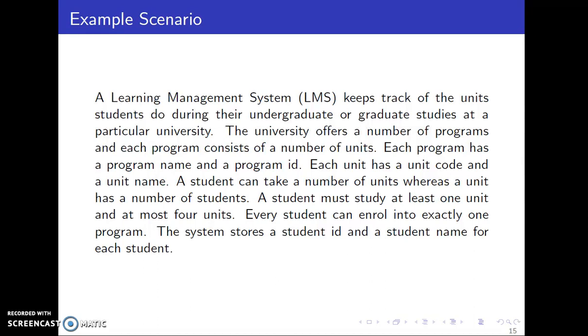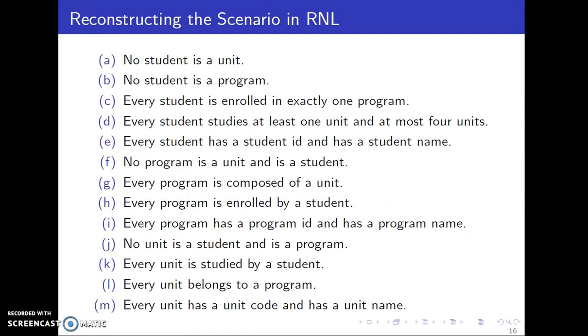So for this example scenario, what we do, we just reconstruct this scenario in RNL, and the reconstructed scenario looks like this. The first two sentences basically say that student is a disjoint class with unit and program. Sentence C says that every student is enrolled in exactly one program. Then sentence D says every student studies at least one unit and at most 4 units.